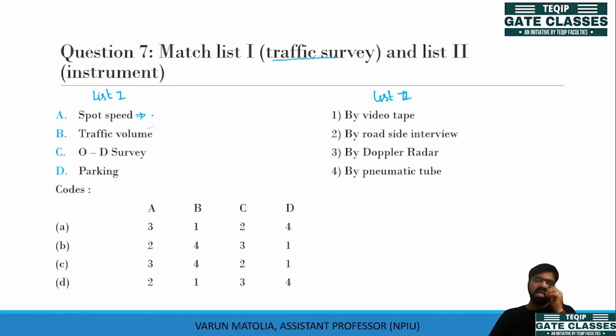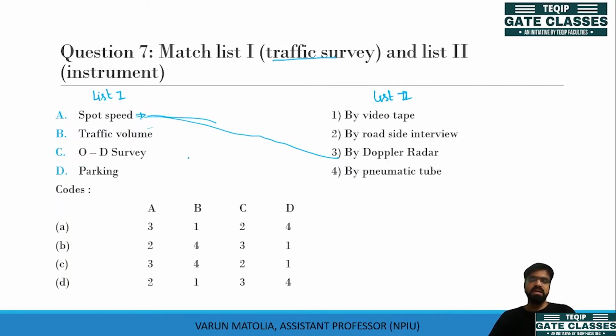In spot speed survey, we will measure the speed of a vehicle at a particular section. And we know that measuring the spot speed is done by your Doppler's radar. Your Doppler's radar or your speed gun is used to measure your spot speed. So your spot speed is matched with your Doppler's radar. Then we have traffic volume study.